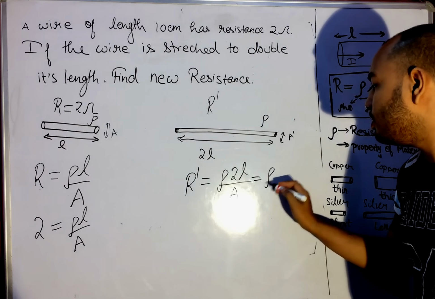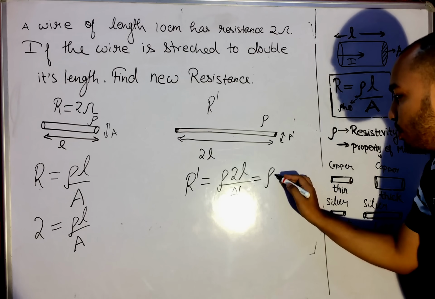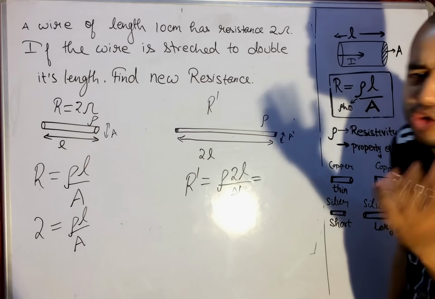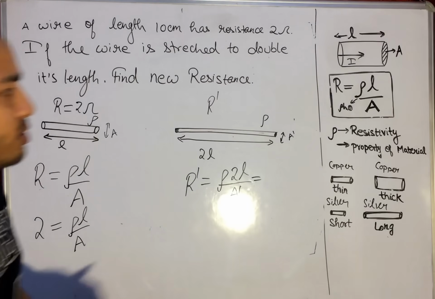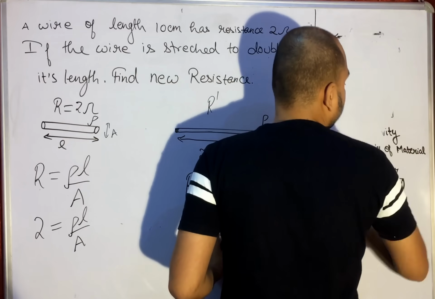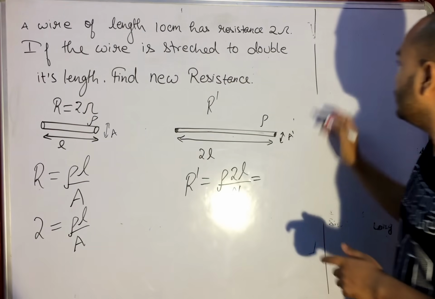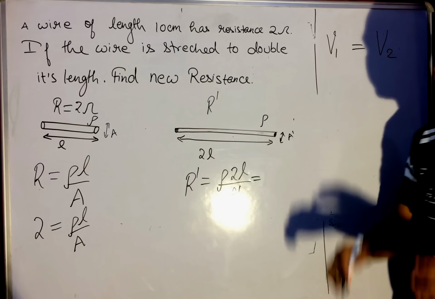A dash. Area has also changed. So rho... Now how to do this? For this we have to apply volume conservation. The volume of both wires is the same. Yes or no? The volume for both wires is the same. So we apply volume conservation, and the volume of the first wire is equal to the volume of the second wire.